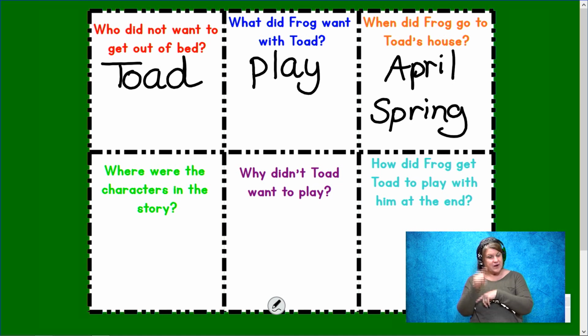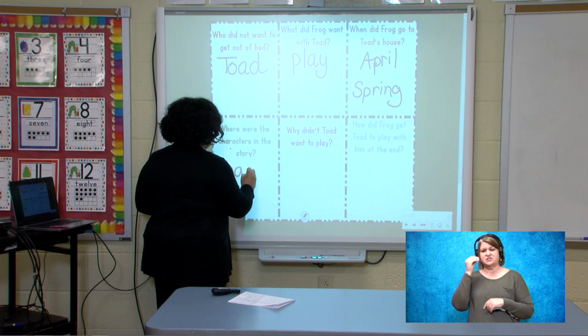The next question is, where were the characters in the story? Remember, the question word where is asking you to think about a place in the text that they were. Let's think about it. Where were the characters in the story? I remember Toad being in bed, and I remember Frog coming over. When you're in bed, where are you? That's right, you're at home. So where were the characters in the story? They were at Toad's house. Good job.